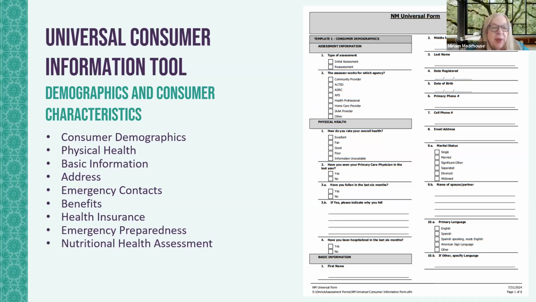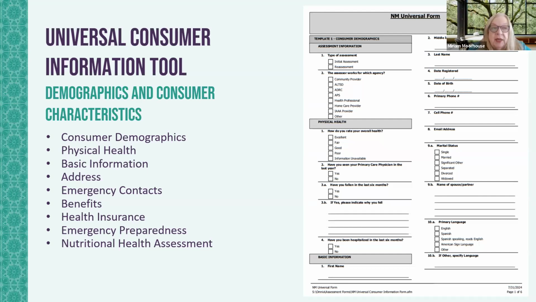We're going to be talking about the Universal Consumer Information Tool. And if you look on the right-hand side, this is what the printout from WellSky currently looks like. However, as Denise told you, we're in the process of modifying everything so that the assessment and reassessment and everything aligns. And we're working with WellSky on that. So this only shows the front page.